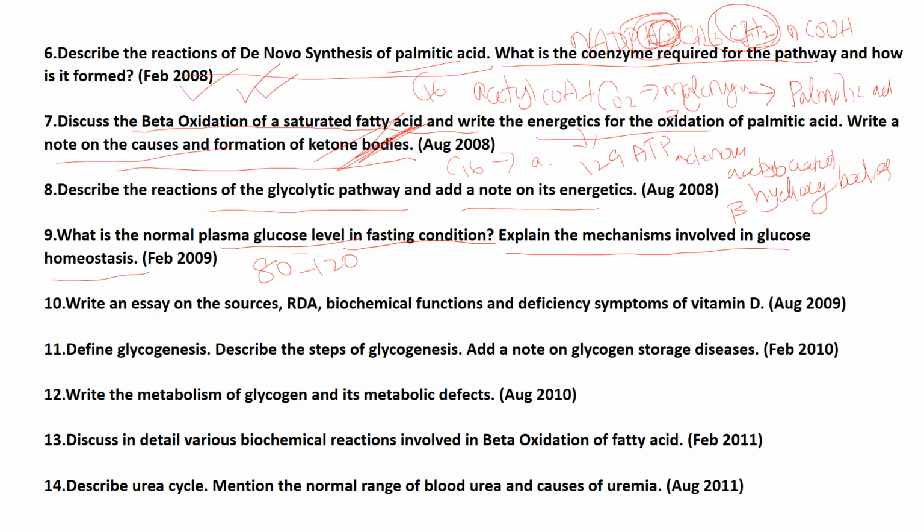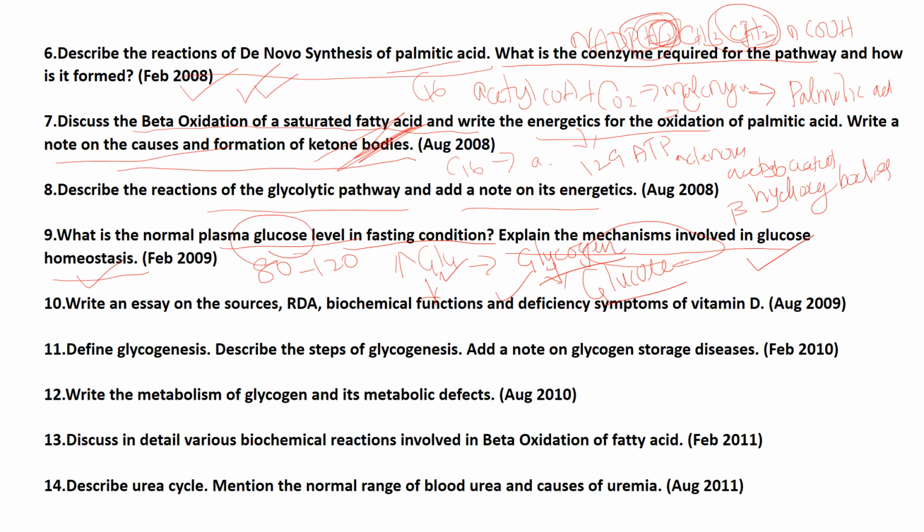So homeostasis means as the blood glucose increases, it is all stored in the form of glycogen. As the blood glucose level decreases, the glycogen is broken back to produce glucose. So these are the steps: glycogenesis, glycogenolysis. This is the mechanism involved for glucose homeostasis. Homeostasis means maintaining the glucose concentration in the plasma. So you have to write the glycogenesis, glycogenolysis pathway and the normal concentration.